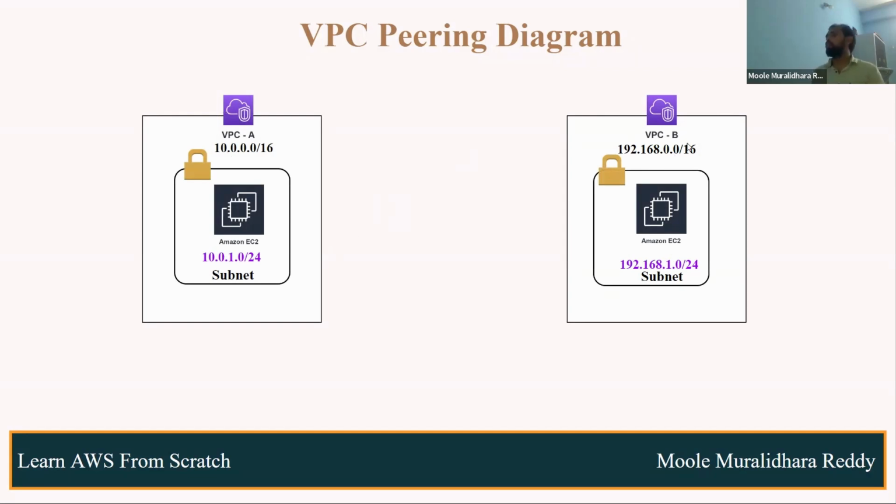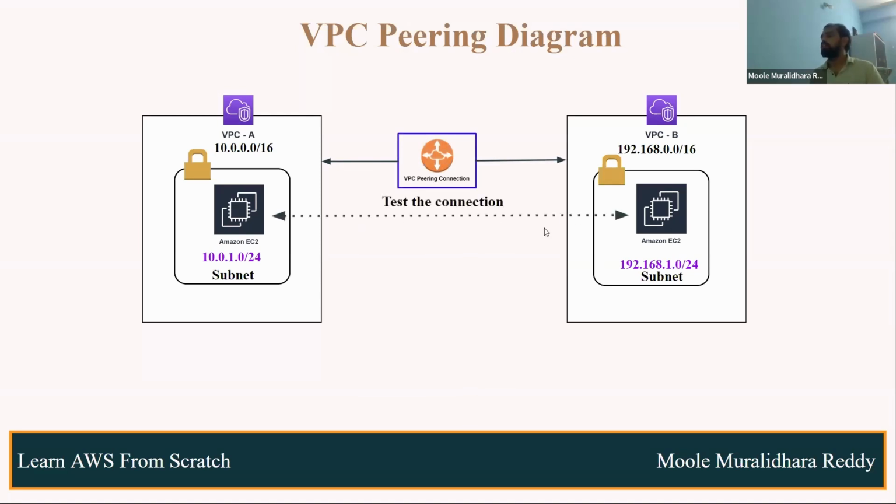And one more thing, we have two different VPCs, two different EC2 instances. By default, we don't have connectivity, right? Now what we have to do is set up the connectivity. We are using VPC peering. For that, we need to set up the VPC peering connection between this VPC A and VPC B, and then we can test the connectivity. We can test the connectivity using the ping command. Remember guys, we will set it up like this.